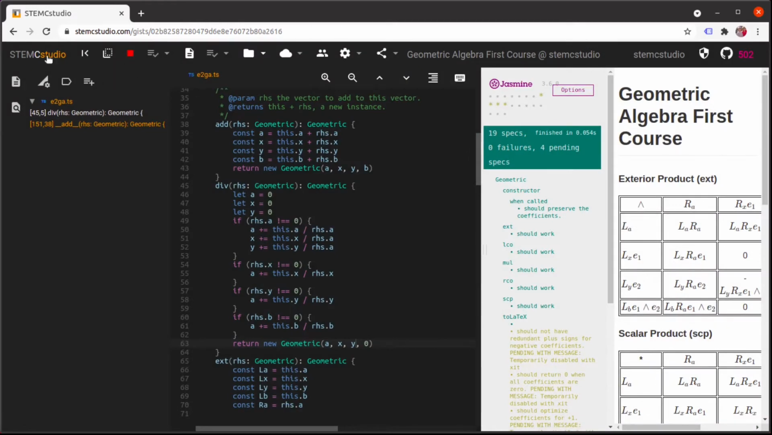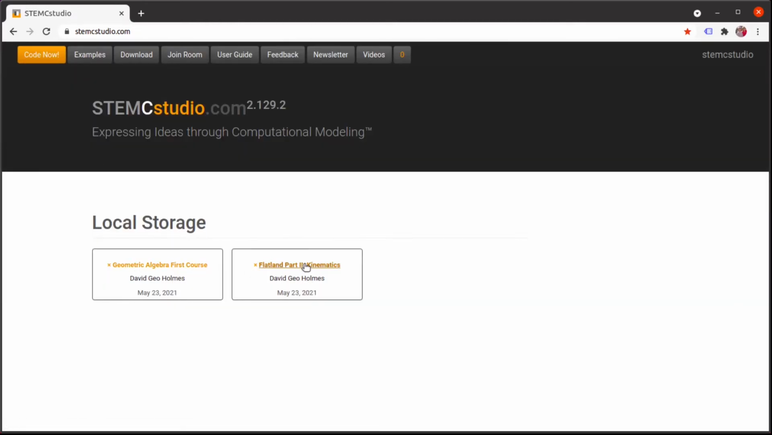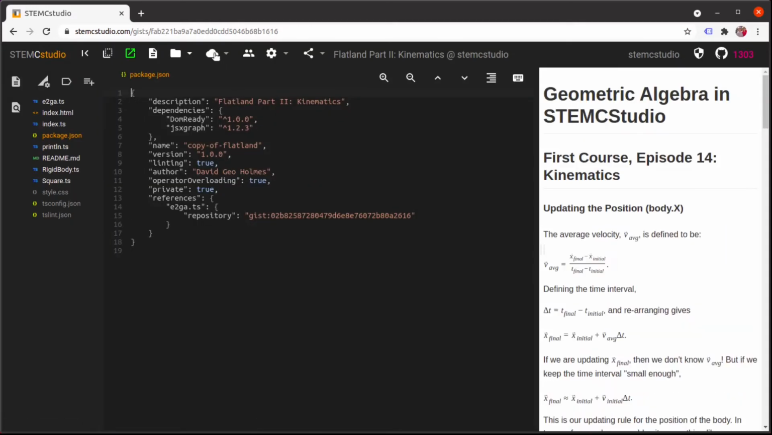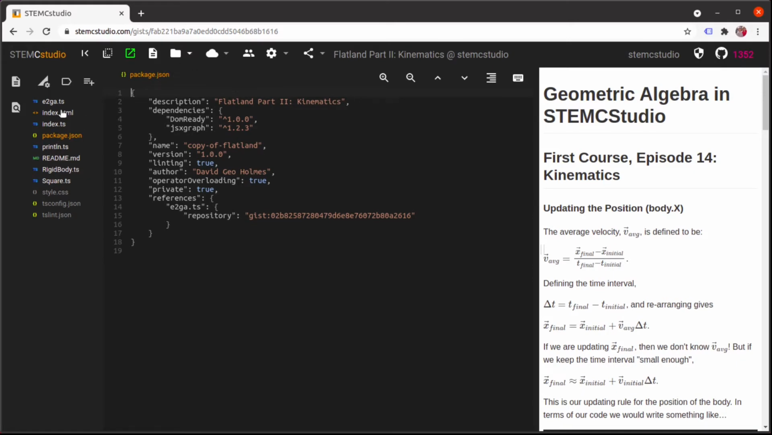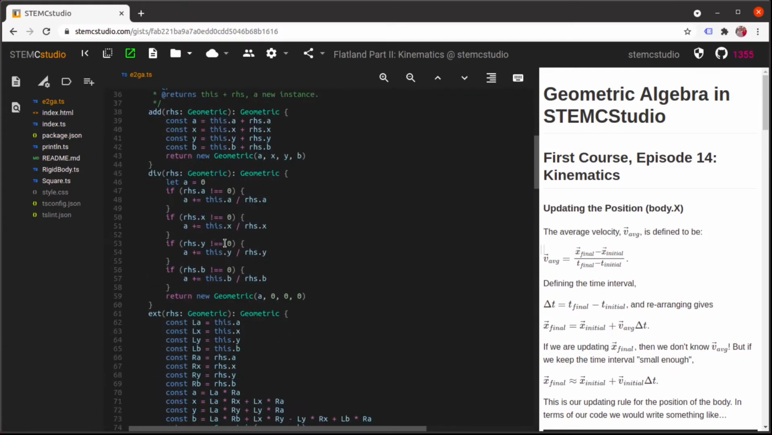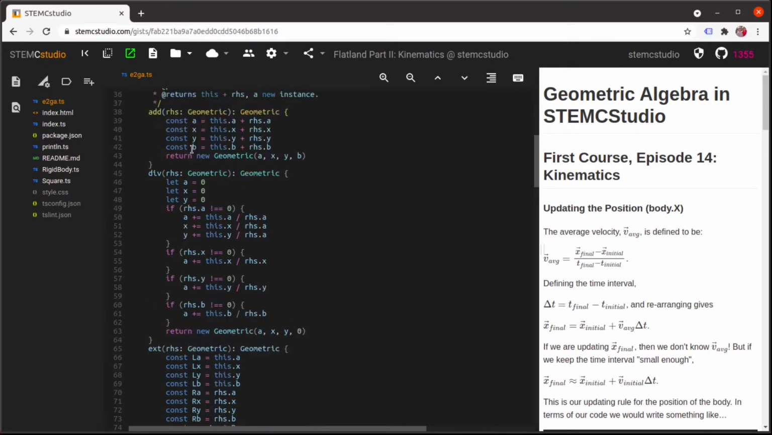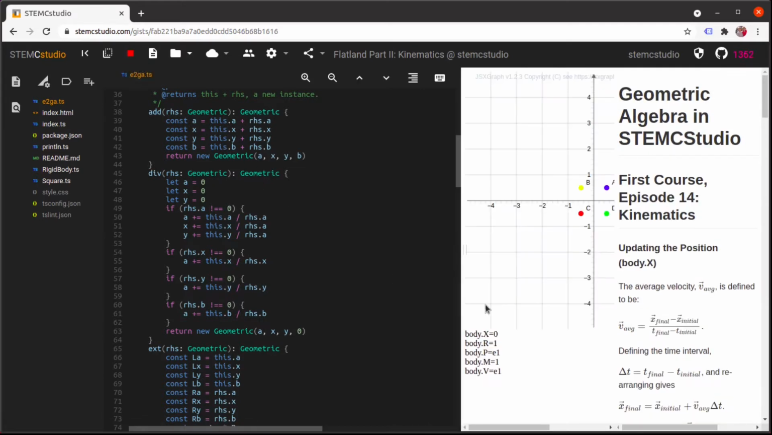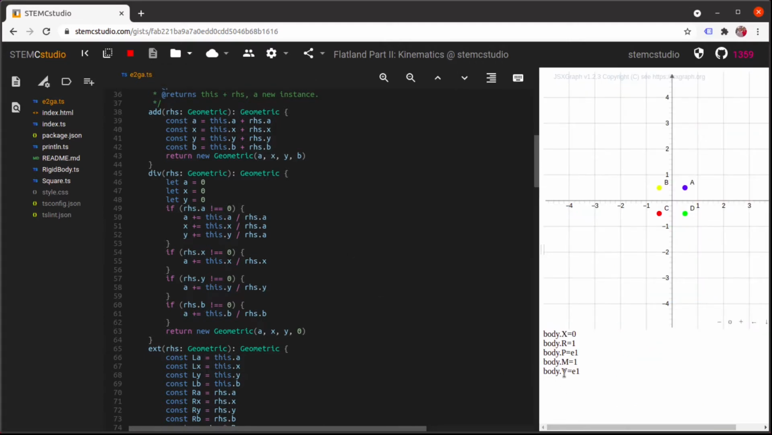So I've uploaded that. Now I come back to my flatland, and if you look at E2GA and look at div, you'll see it doesn't have the change. But if we pull references, then it's pulled in the change. That's exactly what we want. Now we run our code, and I'll hide the documentation, and you can see it's calculating the body velocity as E1, which is correct.